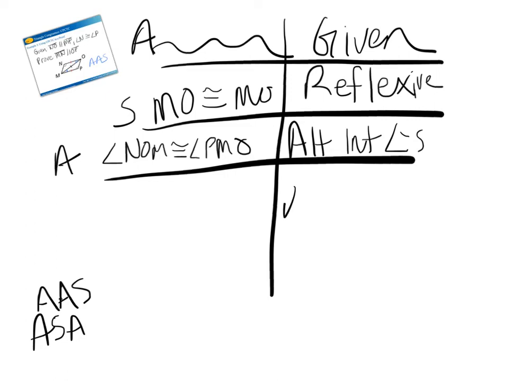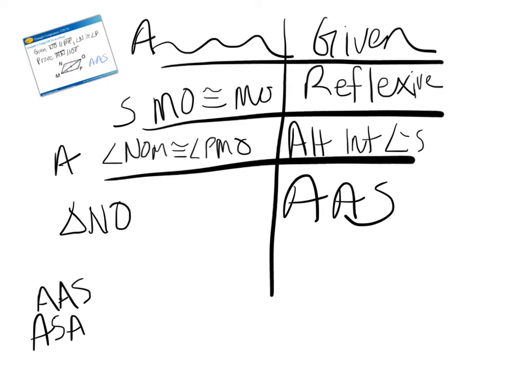So using angle, angle, side, I can say triangle, I'm going to start at N, then go to O, and then back to M. It's congruent to triangle P. The angle N was congruent to P, so I had to write the P first. And notice where this blue angle is. I went from N to the blue angle, so I had to go from P to the blue angle. So I have to write M next, and then O, and that is angle, angle, side.